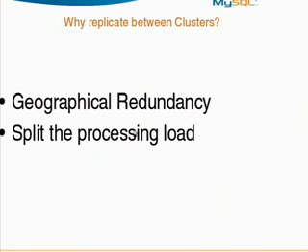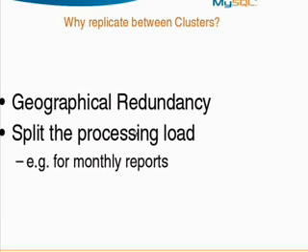You can also split the processing load across the clusters. So when you want to do, say, monthly or weekly reports and stuff like that, you can do that all in the slave cluster and not interfere with what you really want, this HA cluster that has to process those transactions by priority. So monthly reports is a good example of that.